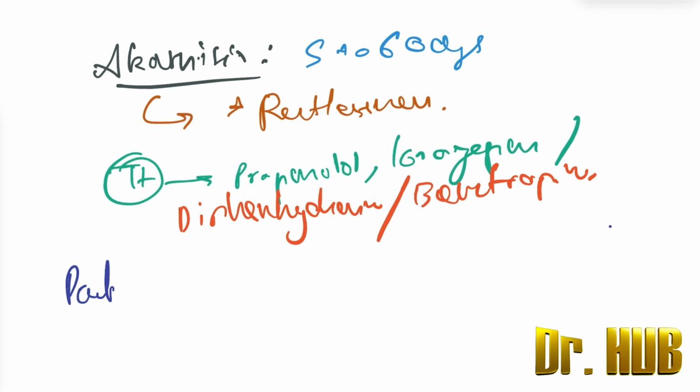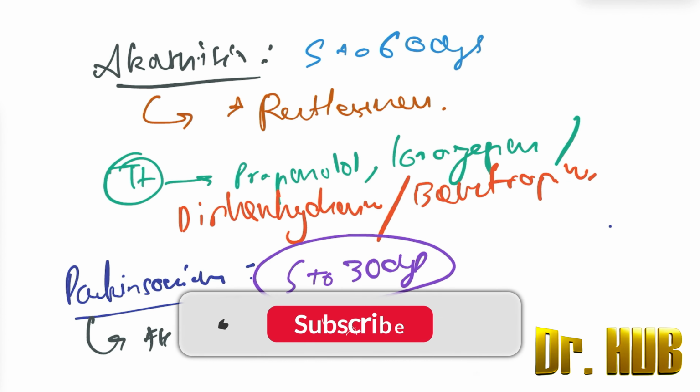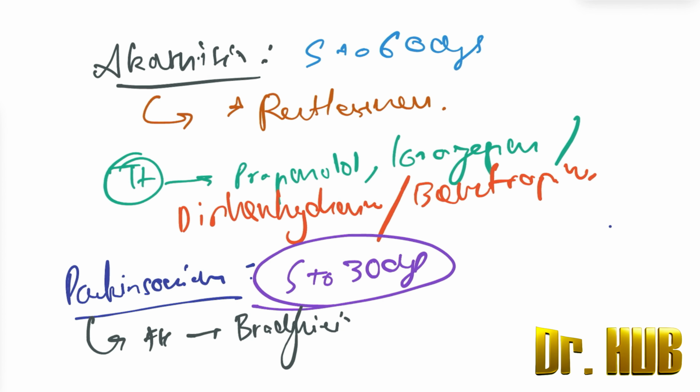Next we look at Parkinsonism. In terms of Parkinsonism, the time of onset is from 5 to 30 days. And what are the features? The features are the presence of bradykinesia, rigidity, as well as tremors.